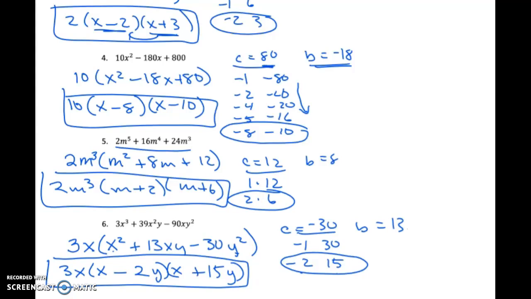Alright, I hope that was some good practice of factoring out a greatest common factor and then factoring trinomials where a equals 1.